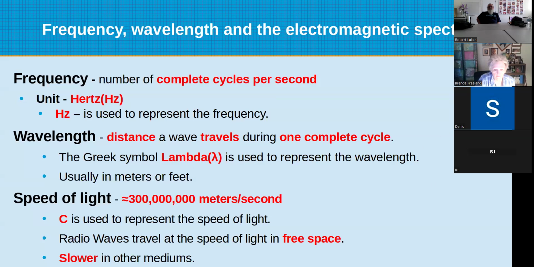And in slower media, like wires, coaxial cable, things like that, waves travel at a slower speed. And that speed relative to the speed of light is what we call a velocity factor. So in the case of a normal copper wire, it's about 0.95, which means it's 5% slower than the speed of light in a copper wire. In coax, it's typically in the 75 to 90% range, depending on what the dielectric is.